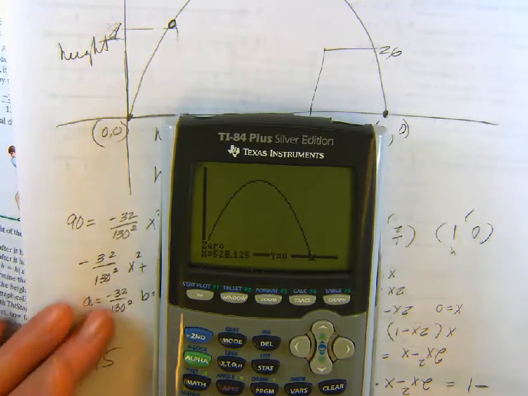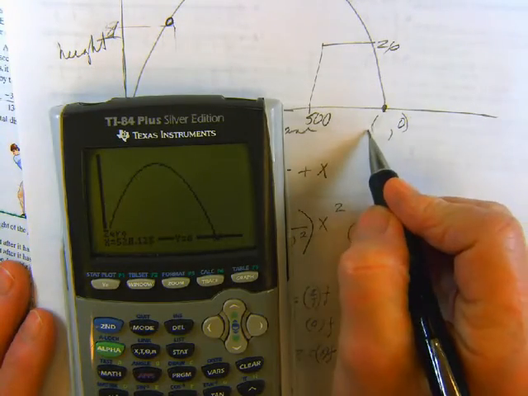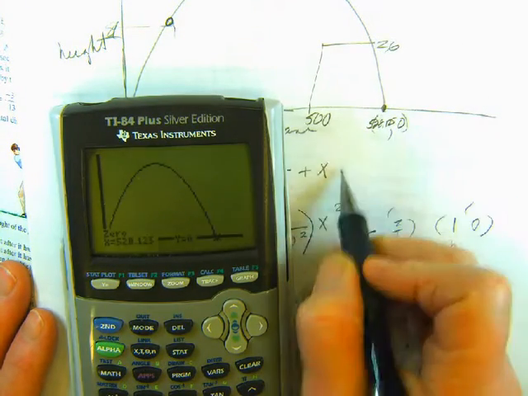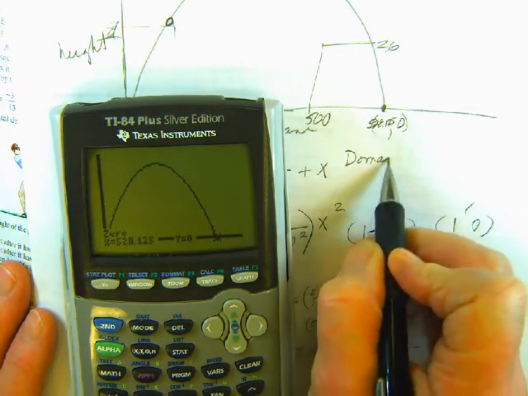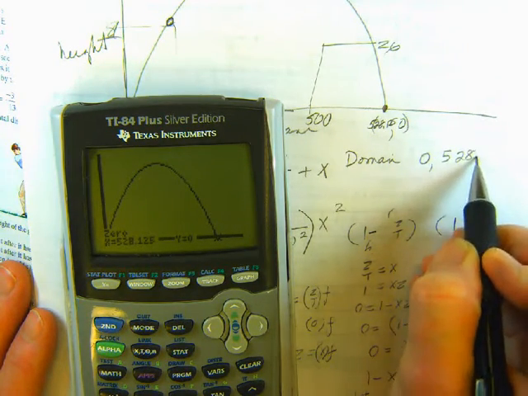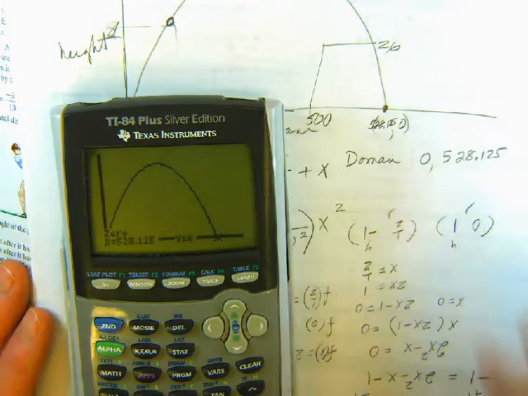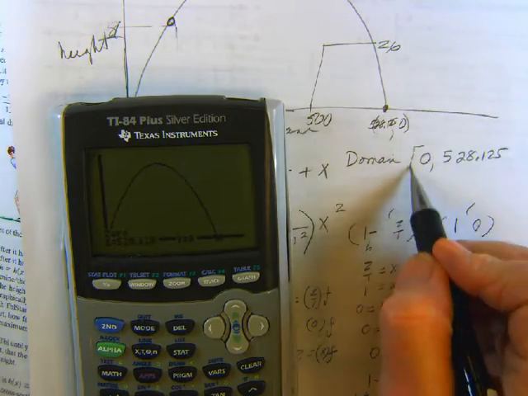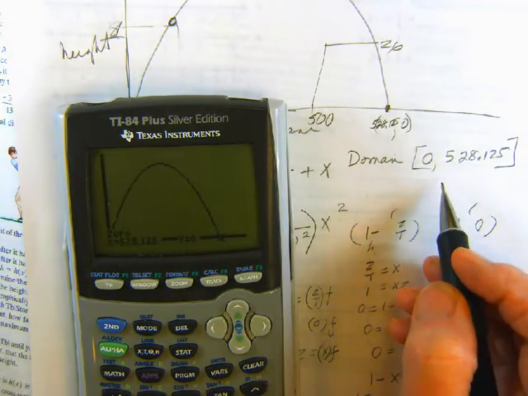So the domain is from 0 to 528.125. What am I going to put on that? Brackets or parentheses? Okay. If I did it like that, but in set builder, the domain x is greater than or equal to 0, less than or equal to 528.125.